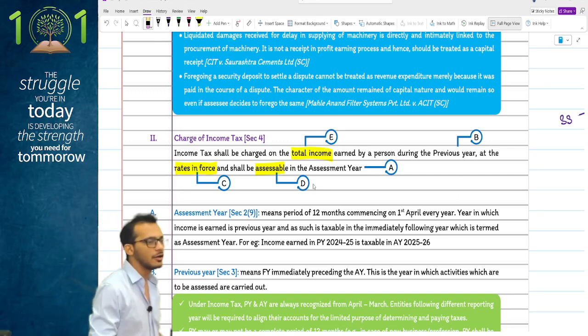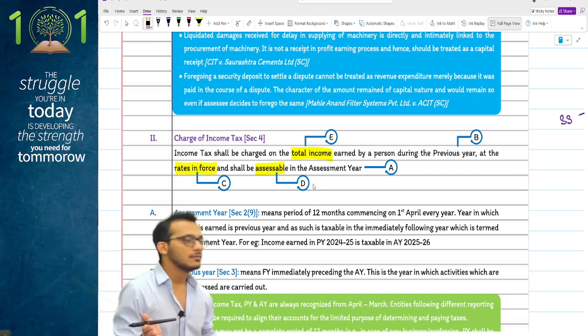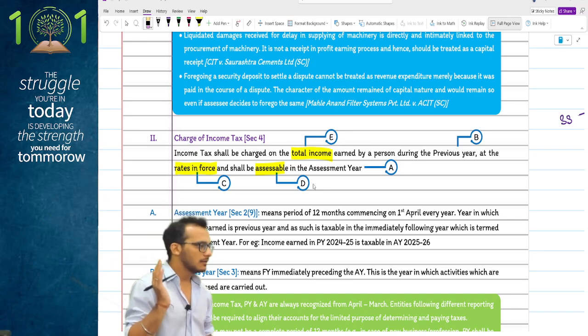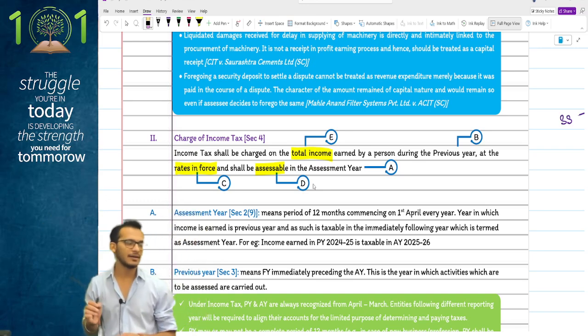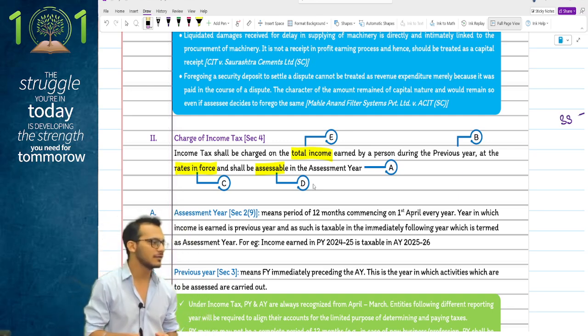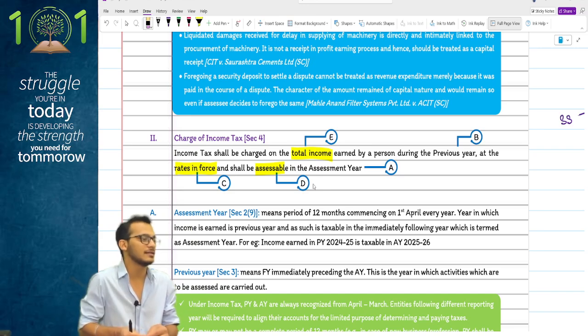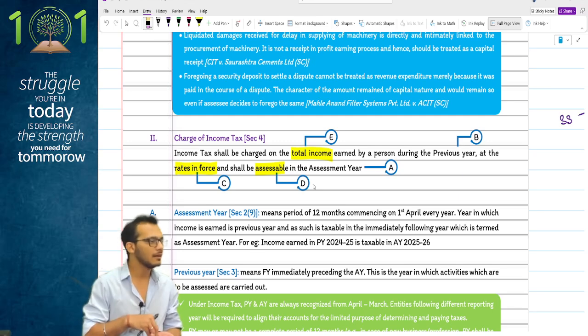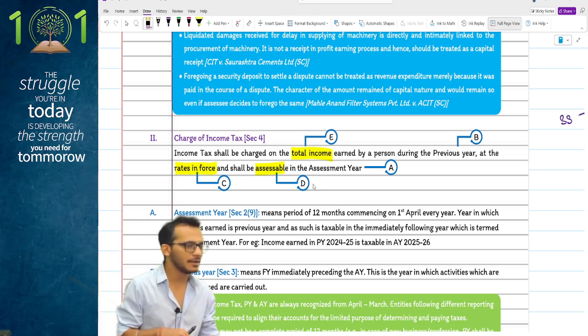So previous year can be lesser than 12 months also in case you are newly existing in the current year, or you are exiting in the current year. In that case, previous year can be lesser also. In which case, you also know that, Rahul, there is a provision which clarifies that previous year and assessment year are normally 2 different years. But in some cases, assessment year can become previous year also.